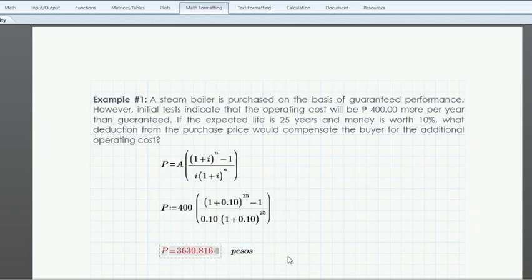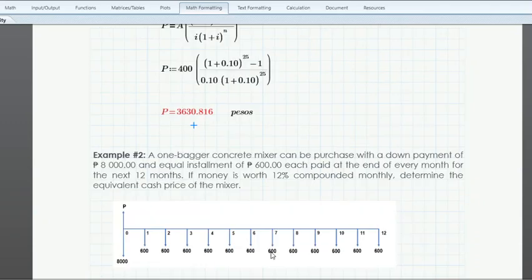So, kapag kinompute mo yung magagastos mo na 400 sa loob ng 25 years, that is equal to 3,630. So, kung ito yung equivalent niya at present, ito yung ibabawas mo doon sa purchase price. Okay? So, kung halimbawa, bibenta ko yung steam boiler ng 10,000, so babawasan ko siya ng 3,600. Then, yung matitira, yun na lang ang presyo kapag binili mo siya, in order, of course, to compensate yung bibili. Okay? Malinaw? So, moving on, let's have example number 2.